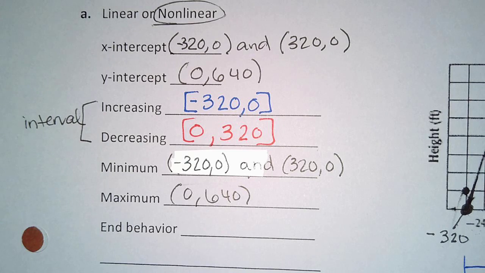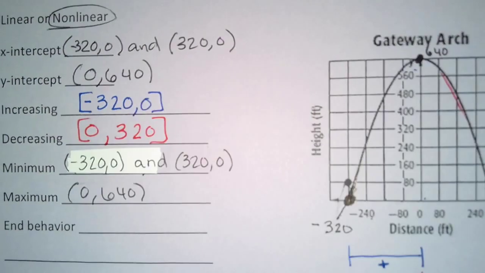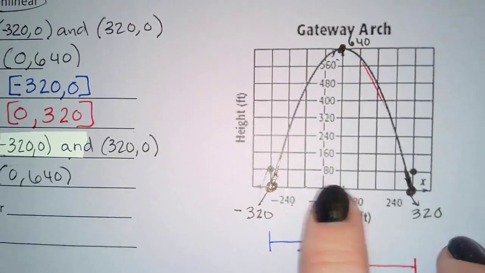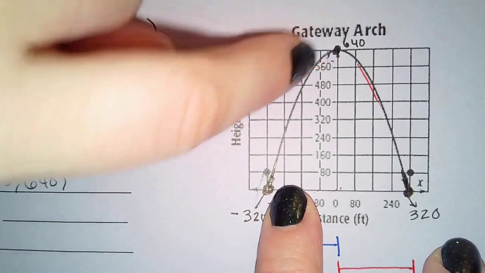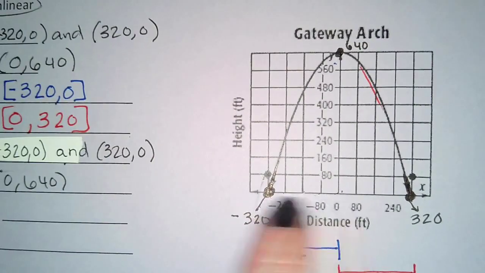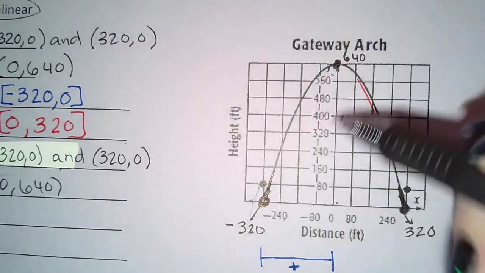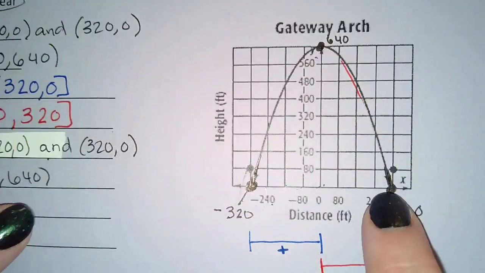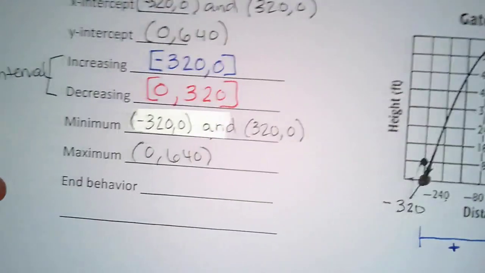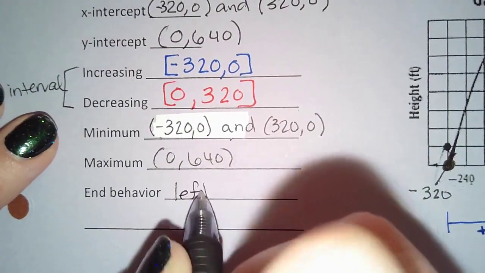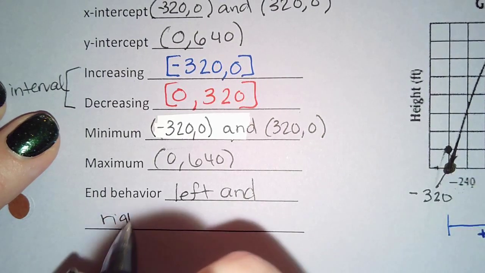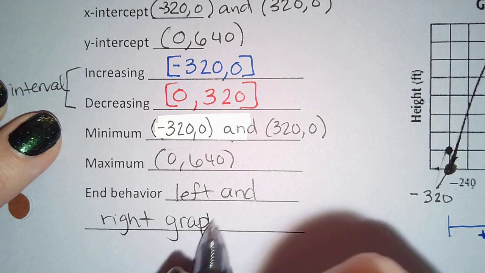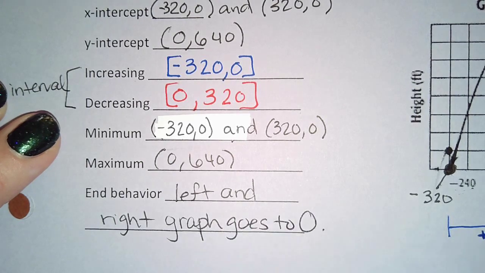Okay, and end behavior is a little bit tricky. I don't want you to spend time stressing over this. When we go towards the left, what's happening to our graph? It's going towards the bottom, or our x-axis. So it's going towards 0 for our y, right? When we go to the right, our graph is going towards 0 again for our y. So when we go to left and right, graph goes to 0.